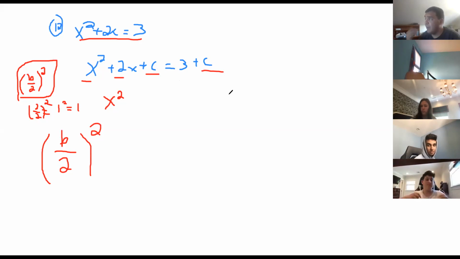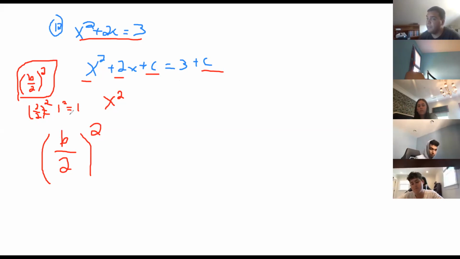Second step is I'm going to change the c into a number that's perfect. And I'm going to show you why it's perfect after. But the number that happens to be perfect is 1 in this case. So plus 2x plus 1. Over here, this c is also a 1. So it's 3 plus 1. So over here is going to become 4.